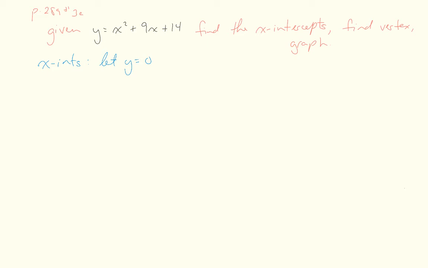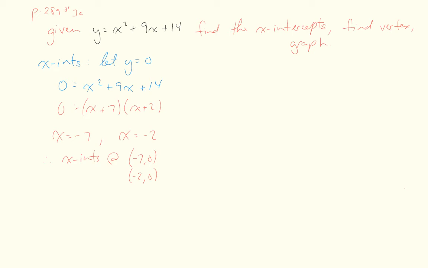So we're going to let y equals 0, which means that 0 equals x squared plus 9x plus 14. And thus far, you know how to solve this by factoring. Two numbers that multiply to 14 and add to 9 give us (x plus 7)(x plus 2) equals 0. And therefore, x must equal -7, and x must equal -2. So my x-intercepts are at (-7, 0) and at (-2, 0).